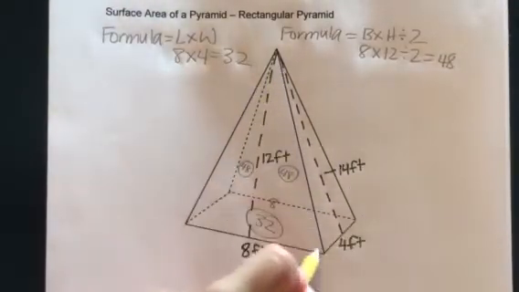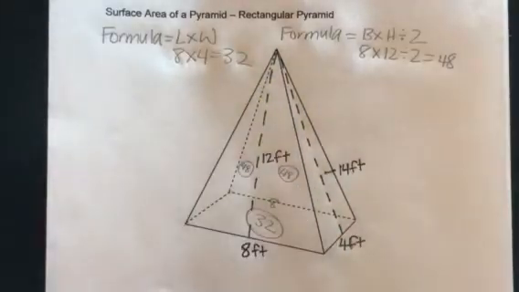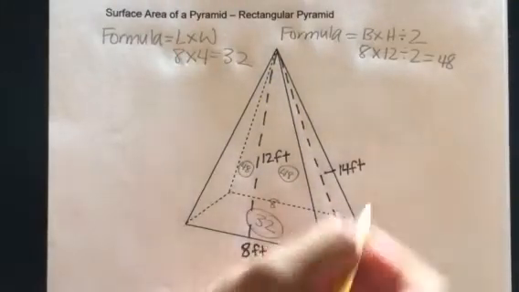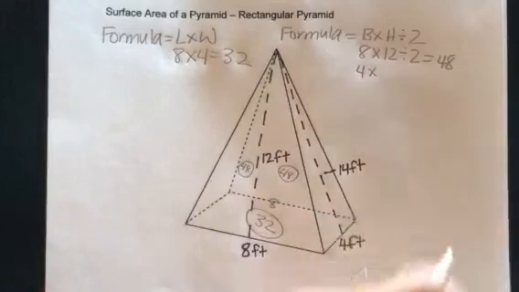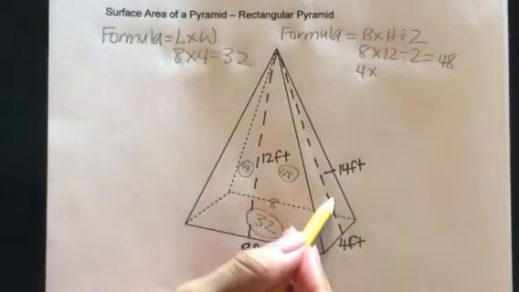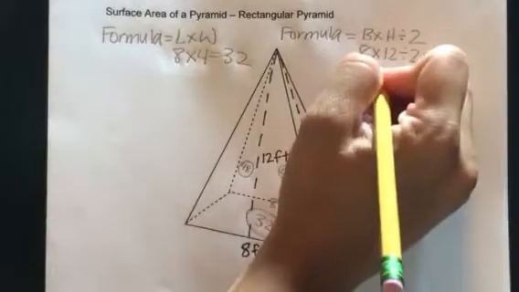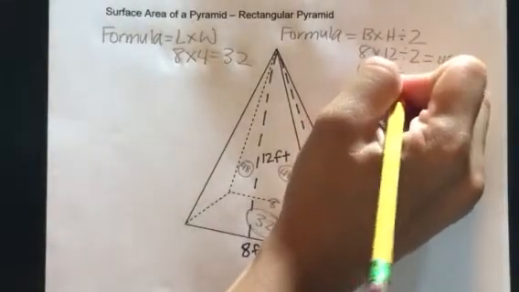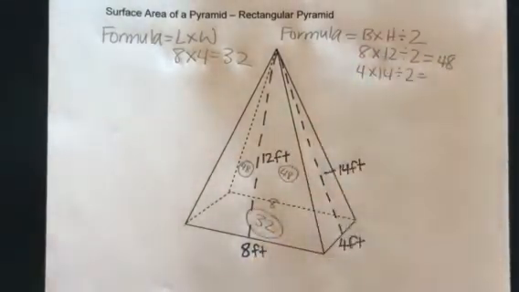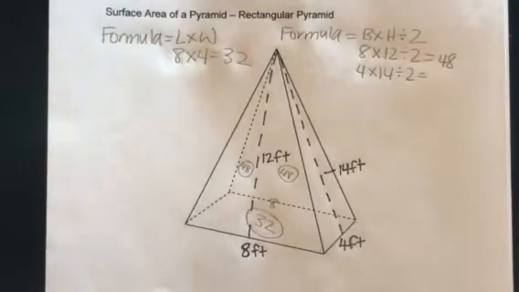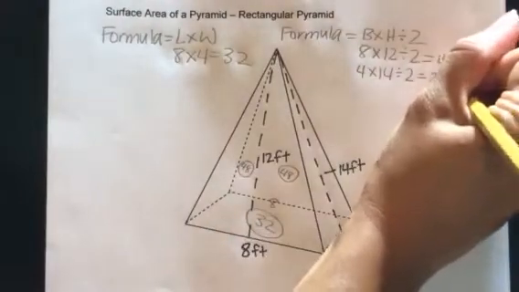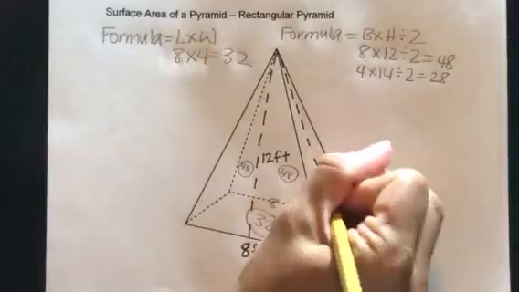So let's solve for this triangle now. So this triangle has a base of 4 times, and then we've got this height that comes straight up and down over here, which is 14. And then we're going to divide that by 2. And 4 times 14 divided by 2 is 28. So I know that this is 28.